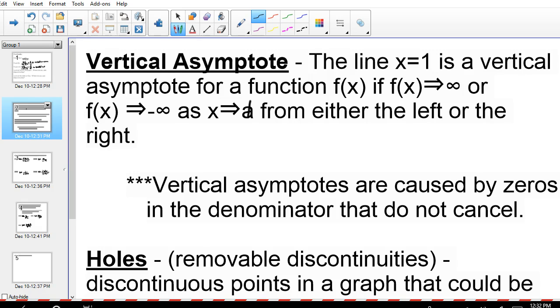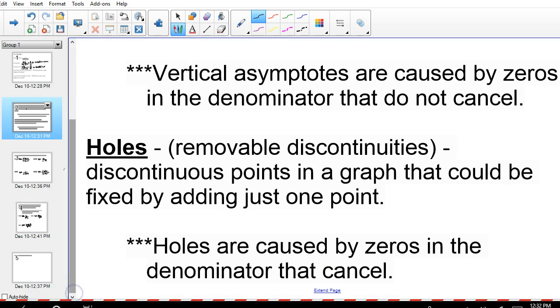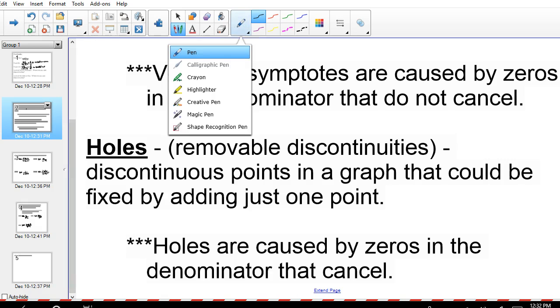Vertical asymptotes are caused by zeros in the denominator that do not cancel. Holes in a graph. The hole in the graph is like that point we've got at 4, because at 4 it looks like it's continuous, but if you actually go to that point at 4, it's actually undefined. These are also sometimes called removable discontinuities.